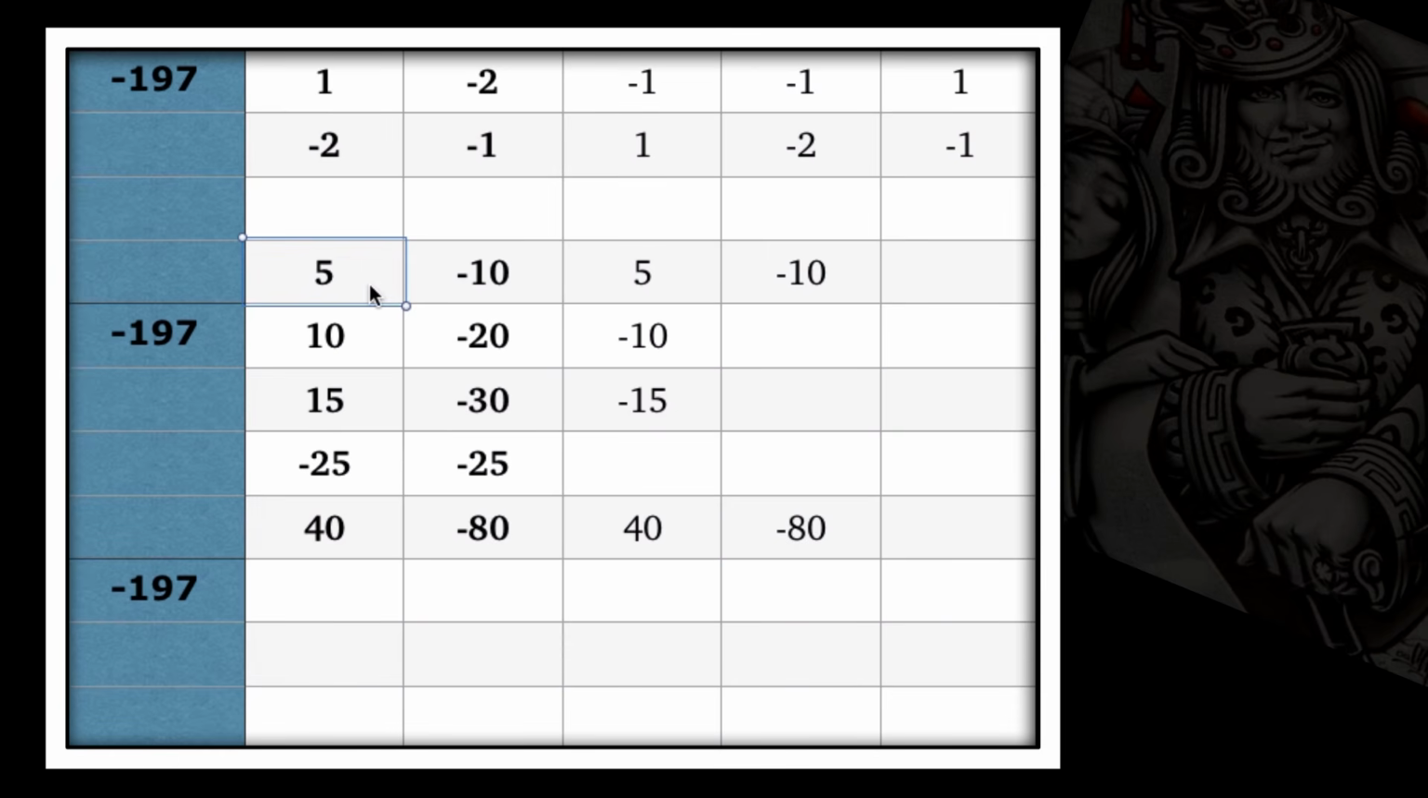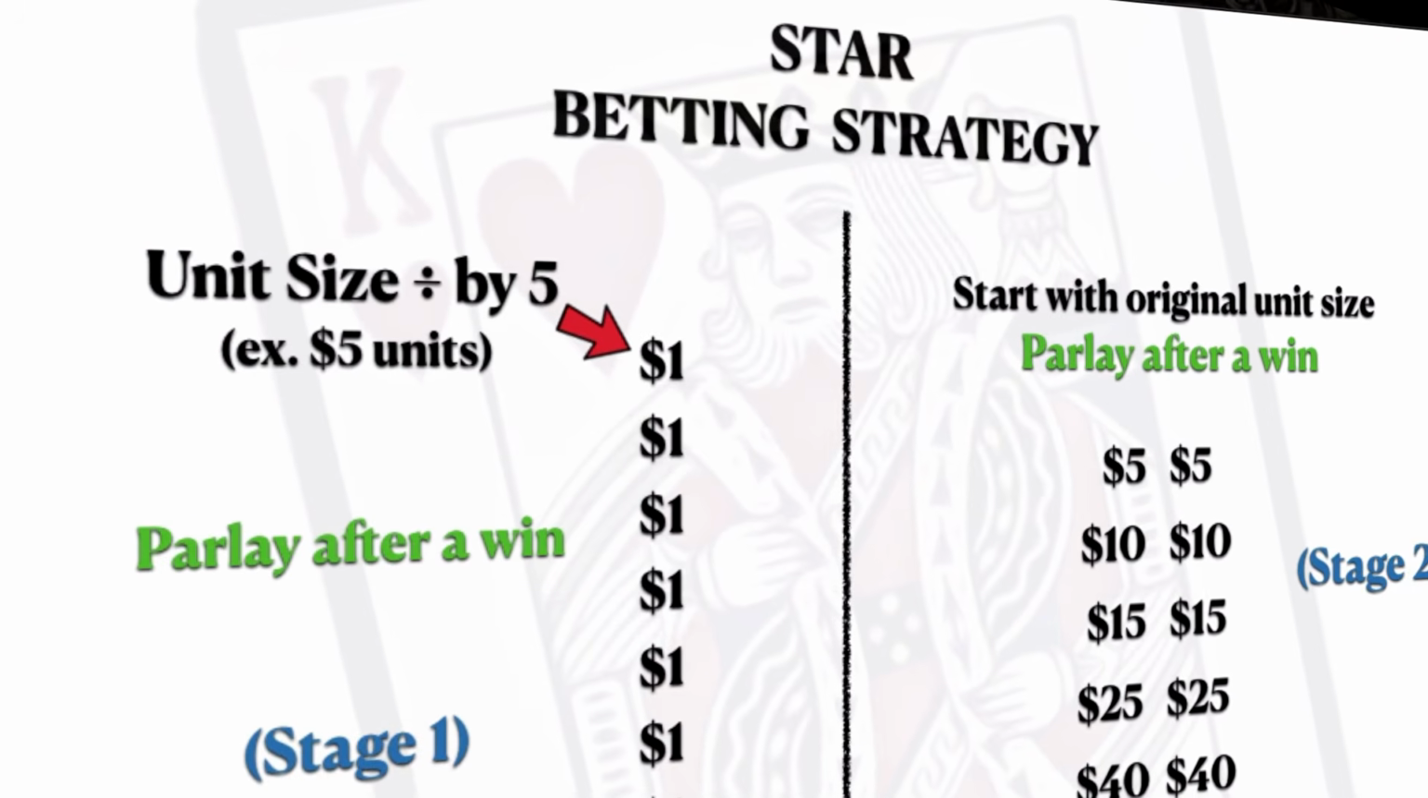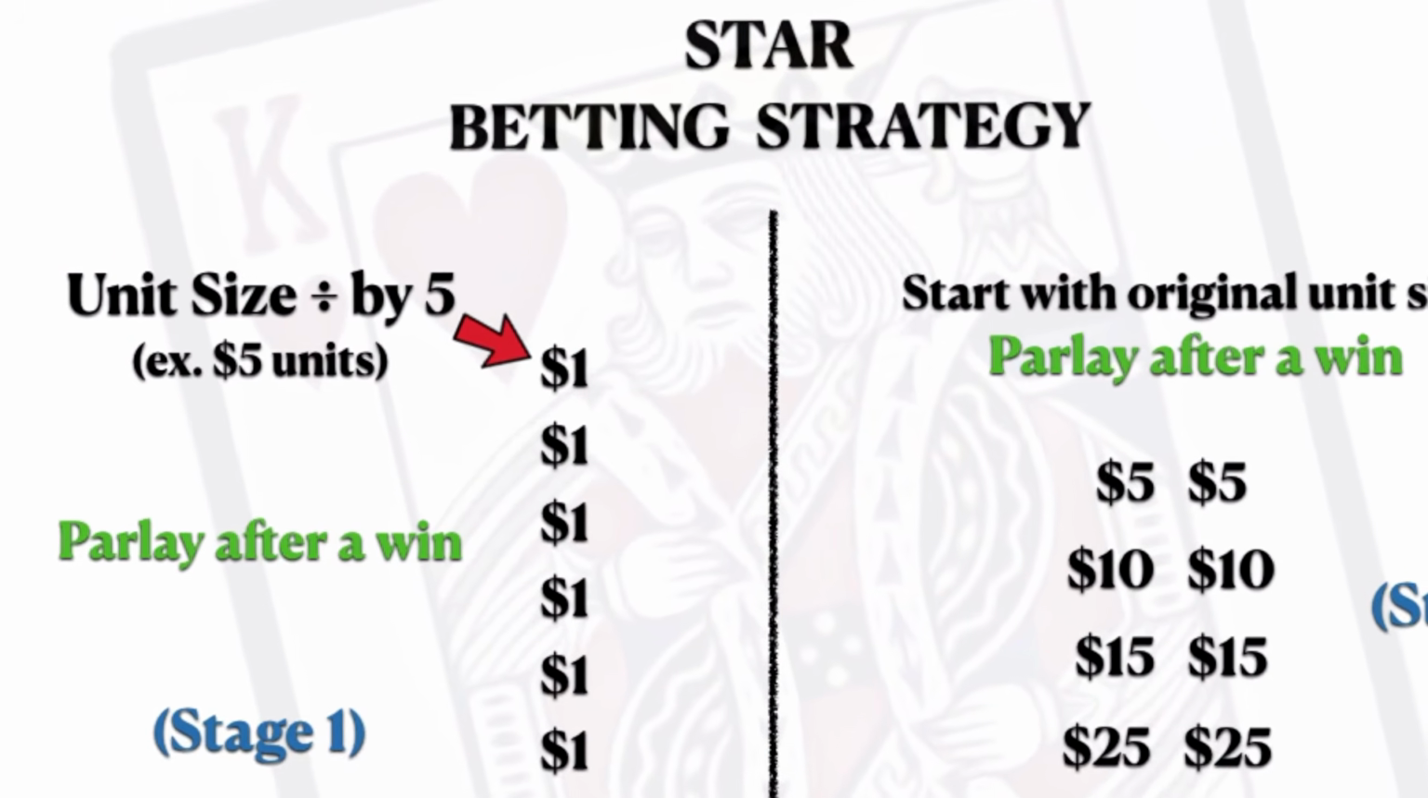Remember how I mentioned in the beginning of the video that you need 40 units to play the star strategy? And I also recommend your stop loss being at minus 40 units. And there you have it, the star betting strategy.